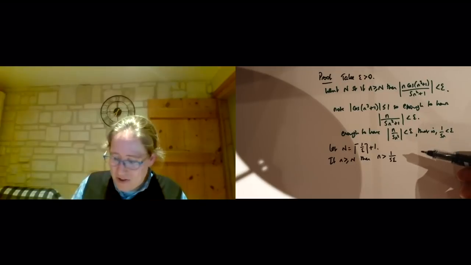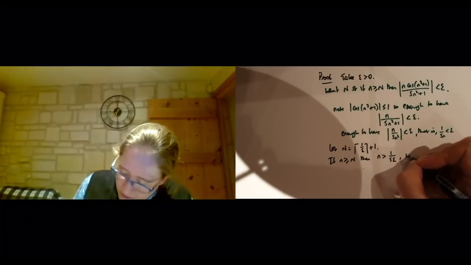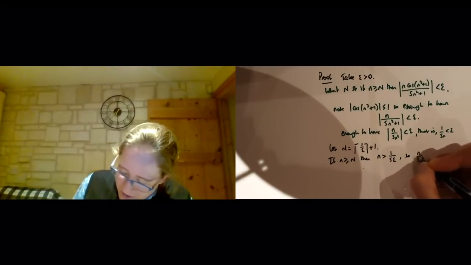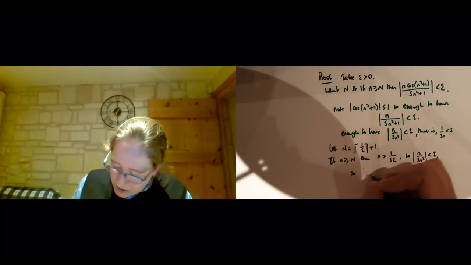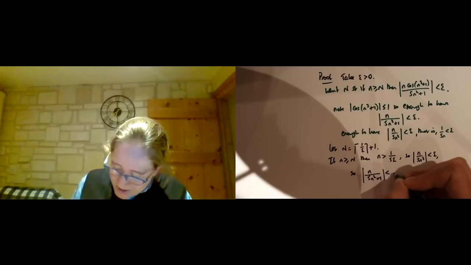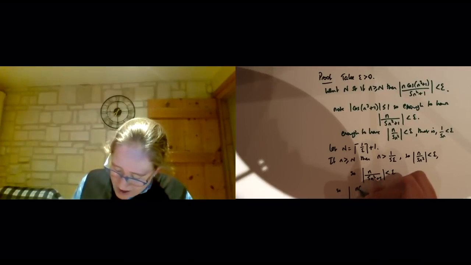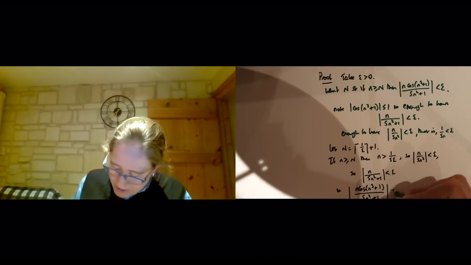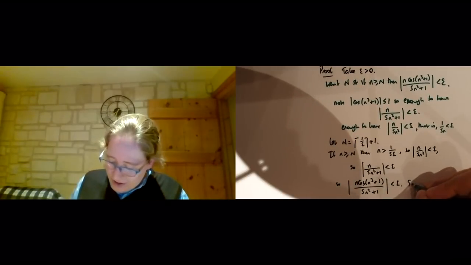And now I do the same strategy as before, just going through the coloured bit, but backwards. So that tells us that n over 5n squared, I could put absolute value signs around it, doesn't matter, is less than epsilon. So the absolute value of n over 5n squared plus 1 is less than epsilon, because that's less than it. So the absolute value of n cos of n cubed plus 1 over 5n squared plus 1 is less than epsilon. And that tells us that an tends to 0 as n tends to infinity.